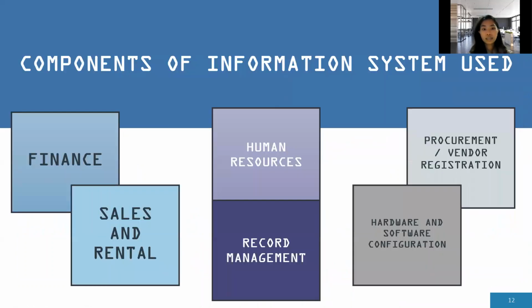The next slide is the components of information system use. In finance, UDA Holdings Berhad uses SAP software and QuickBooks. It contains all the information related to property and rent agreements, for example, invoice rent, settlements, fees, and others.